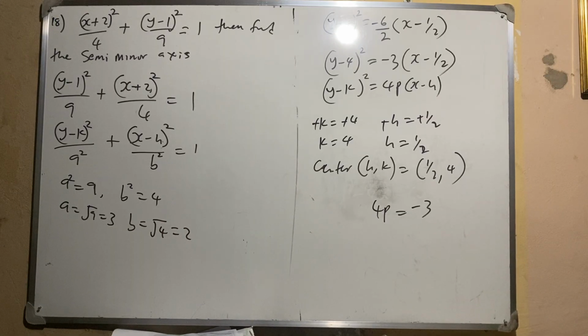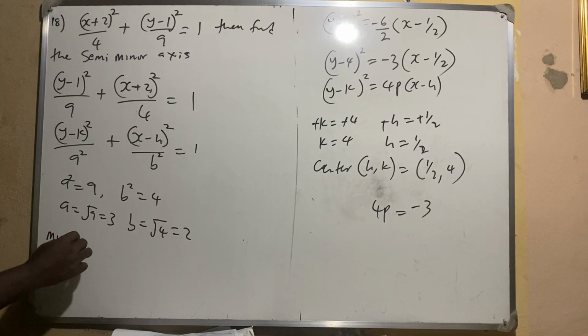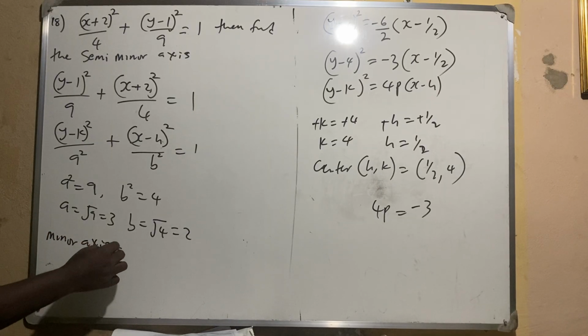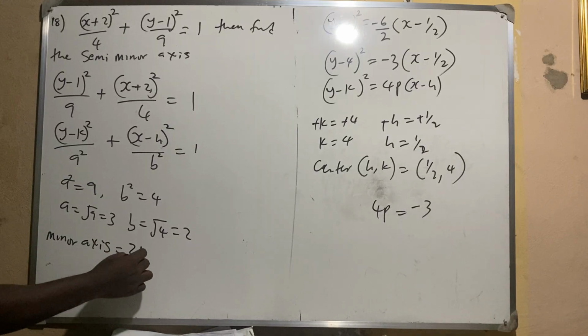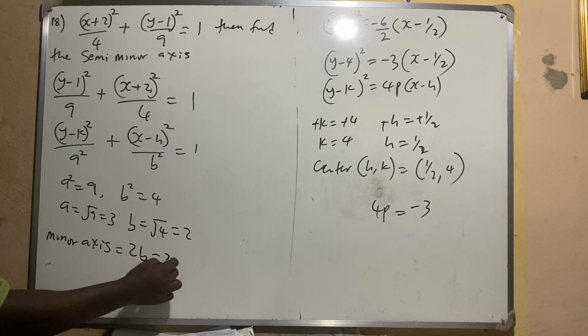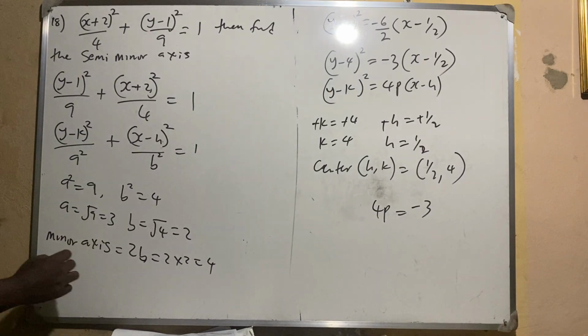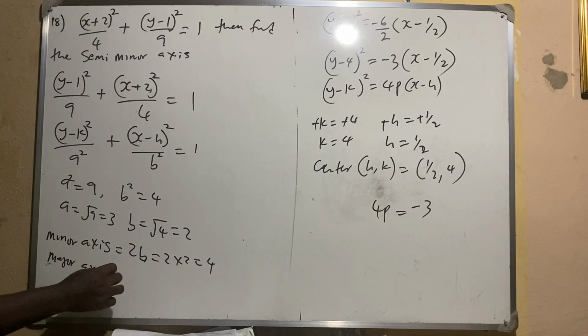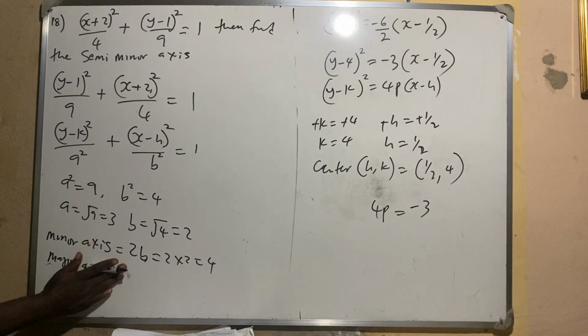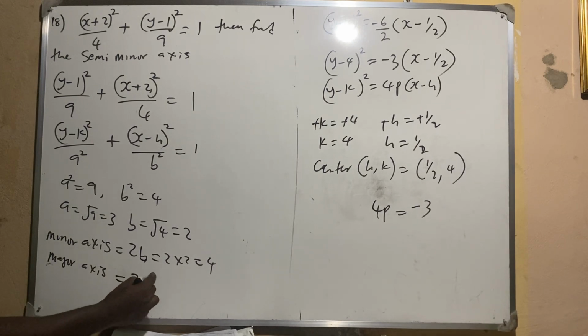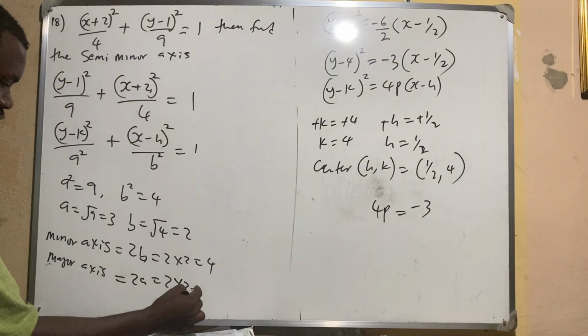Okay, so you now see that the minor axis is the smaller one, which is 2b, which is 2 times 2, which is 4. While the major axis is 2a, which is 2 times 3, which is 6.